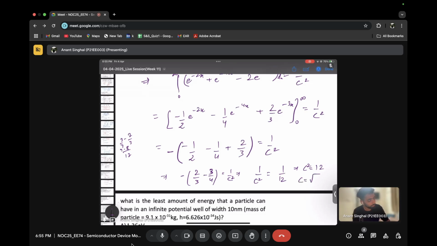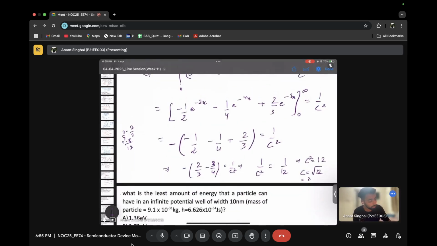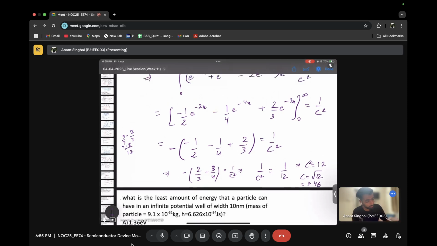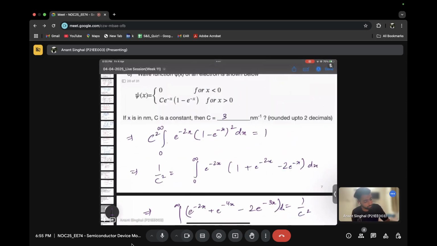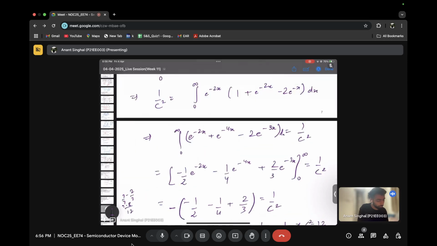Yeah, so c is under root 12, right? Which will give 3 point something. Yeah, 3 point. What is the answer? 3.46. Okay, the answer is 3.46. Okay, fine. Shall we move ahead?